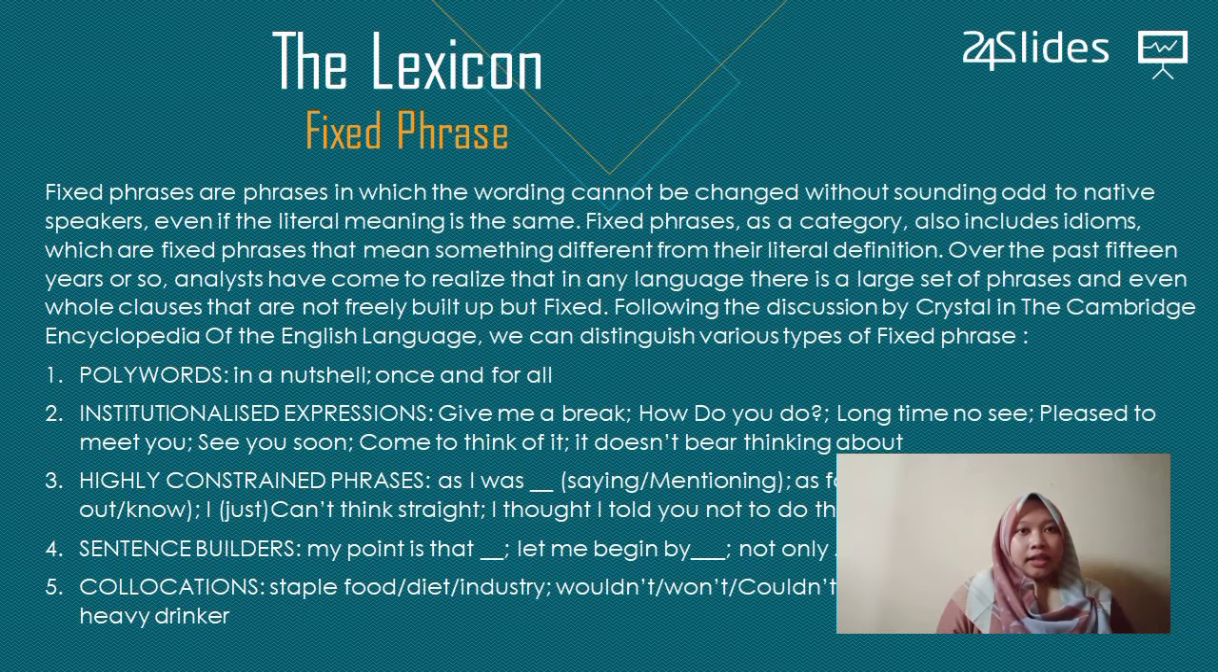Third, phrasal constraints: as I was saying or mentioning, as far as I can see or can make out or know, I can't think straight, I told you not to do that. Fourth, sentence builders: my point is that, let me be kind by, not only, but also. And the last, collocations: staple food, diet, industry, wouldn't, couldn't, budget, a heavy smoker, a heavy drinker.